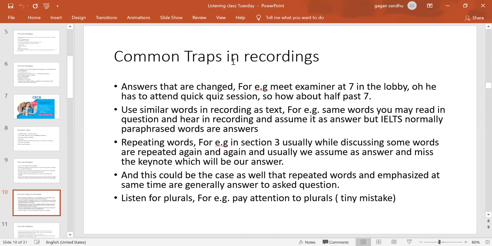And that's not the case with every question in section 4, but only with the technical words or the vocabulary which is quite academic. Repeating a word again and again doesn't confirm that this is going to be the right option. Maybe they try to distract you from the real answer. That's why they focus more on the answer which is not correct. So this is another trap in the listening.